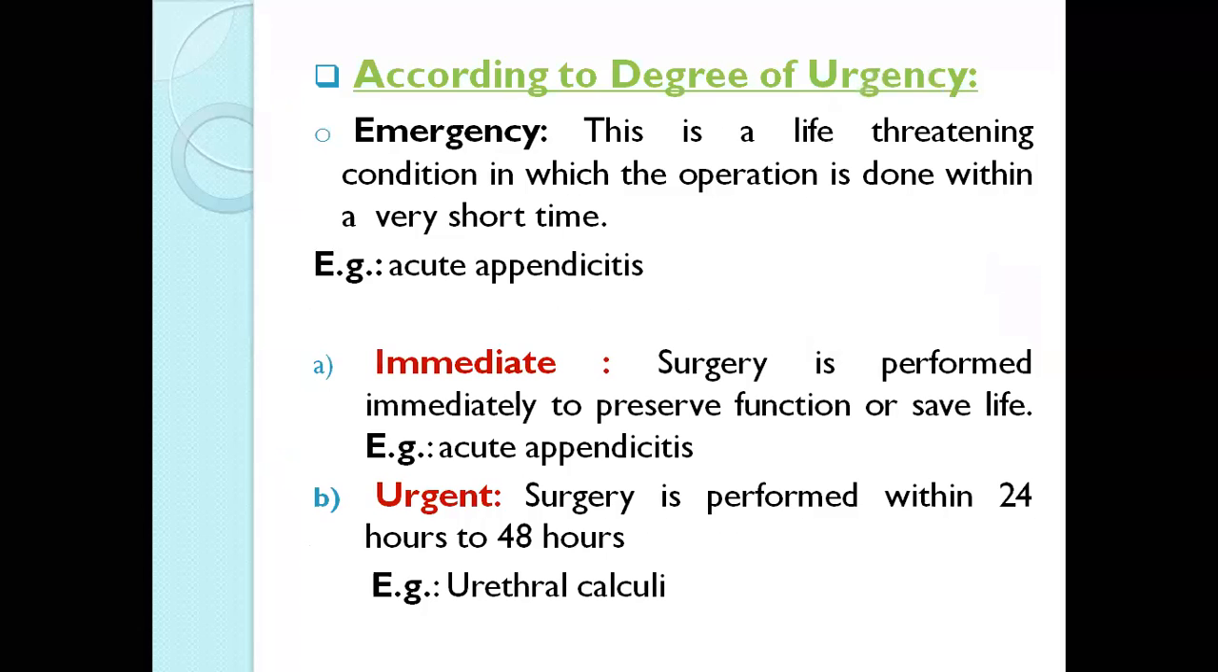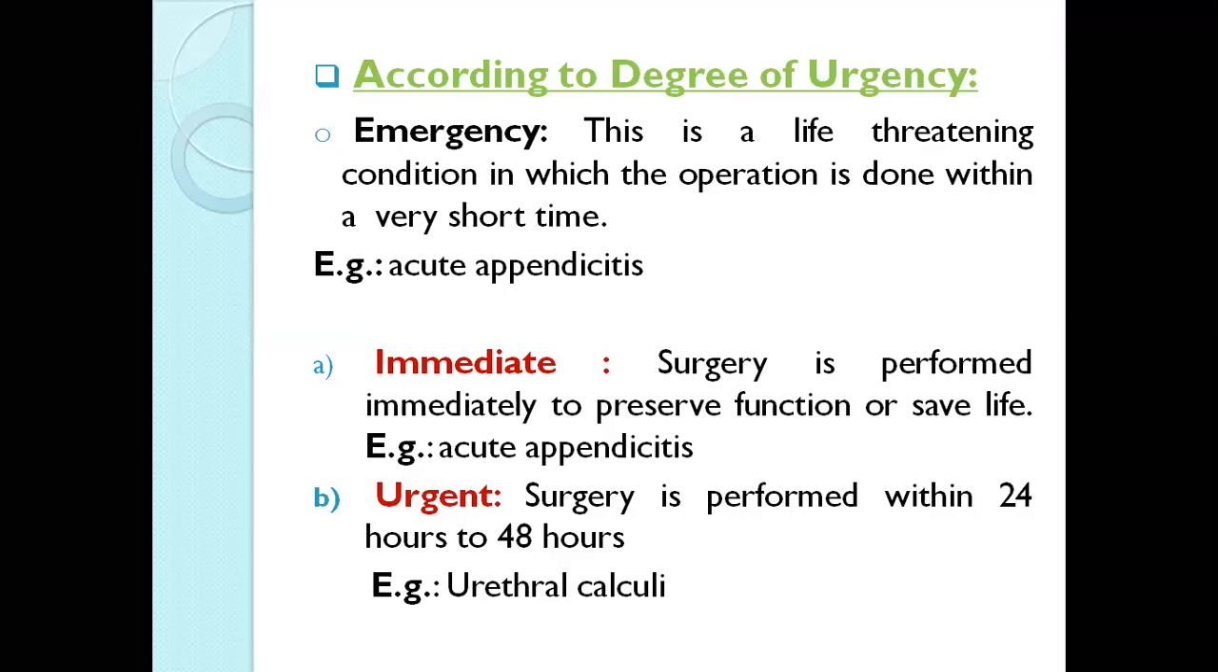According to the degree of urgency, we have emergency as well as elective surgery. Whenever we say emergency, these are situations which are very life threatening, so we have to do the surgery immediately in order to save the life of the patient. For example, a patient comes to the hospital after an accident with an injury in the head. Because of that, some internal bleeding might occur inside the head, so sometimes we need immediate surgery to save the life of the patient.